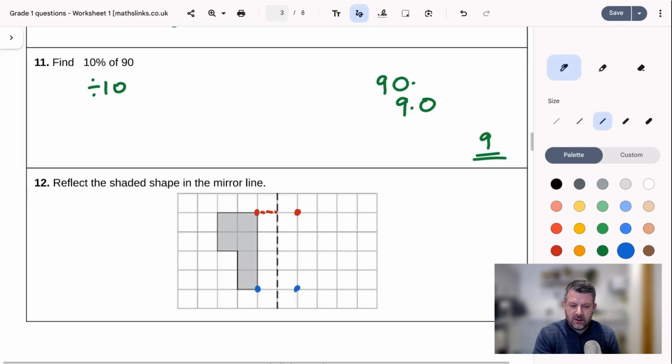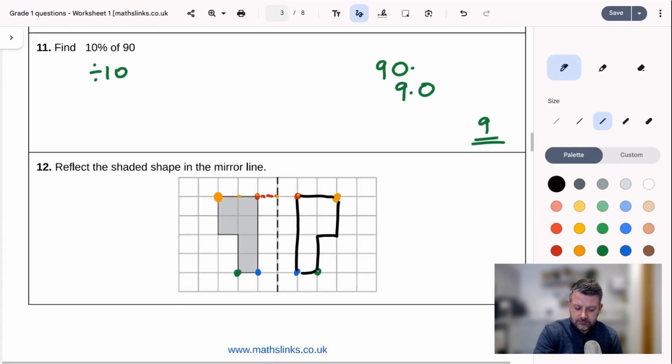Likewise, this point is going to end up here. This point is going to end up here. And hopefully you can sort of begin to see how the shape's going to go. If you're not sure, again, that yellow point is 1, 2, 3 away. So count 1, 2, 3 the other side and put it there. This should just look like this. So that is that shape reflected in the mirror line.